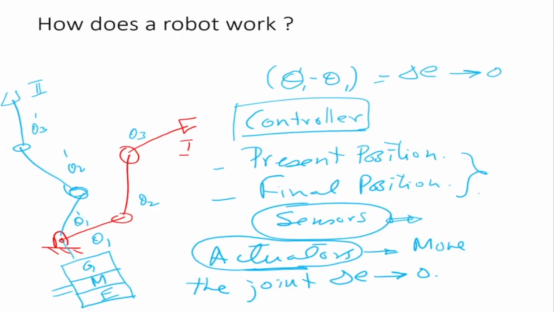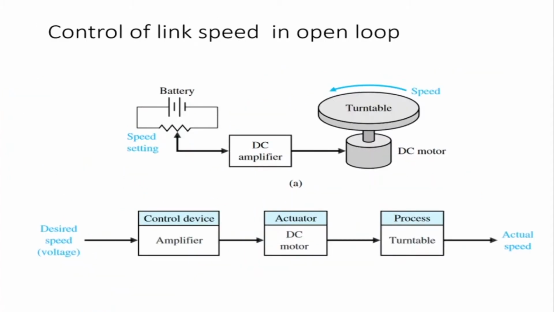Now let's proceed further and see the control of link speed in open loop. Now we are coming to the robot structure actually, and seeing how it is going to work. So far we were studying kinematics and dynamics, which is basically the mathematical part of it. Now we are coming to how it actually works. Now let's see how a robot works.